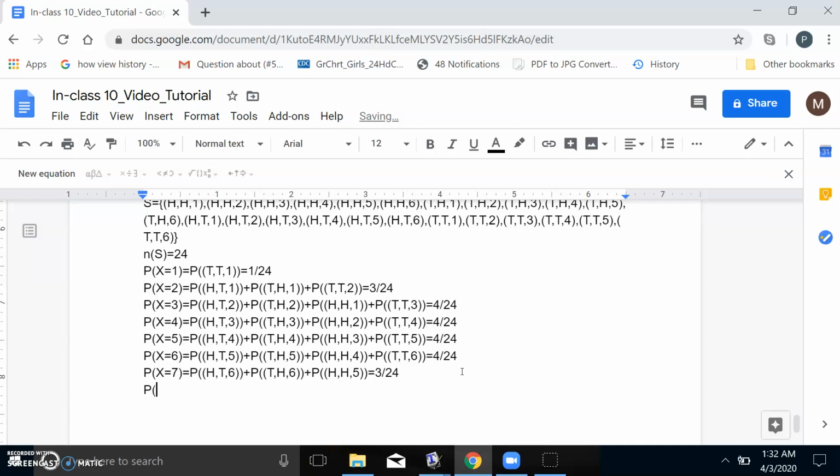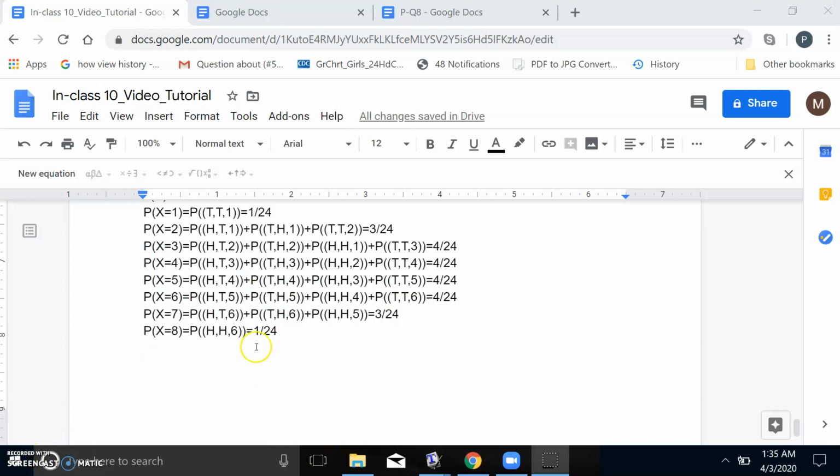And probability x is 8. Now I can't choose heads, tails, so I actually have to have 2 heads, it looks like, for this one, and then a 6. It looks like that's the only way to get 8. And it's not going to go beyond 8, so this is our probability distribution here. Okay, so let's keep going. So we're done with A.